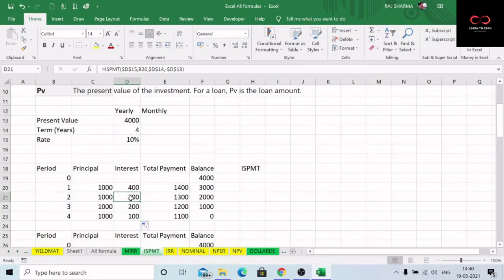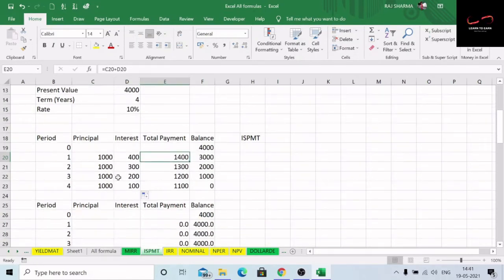You can also cross check it. This 300 for the first to second year means that for 1 year on outstanding 3,000, the interest is 300. And this is the total payment. So 1,000 goes towards principal, 400 towards interest, and the total payment is 1,400. Like this you can work it out.